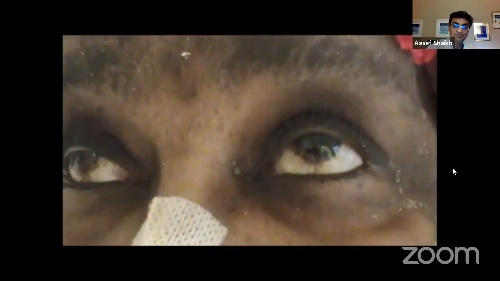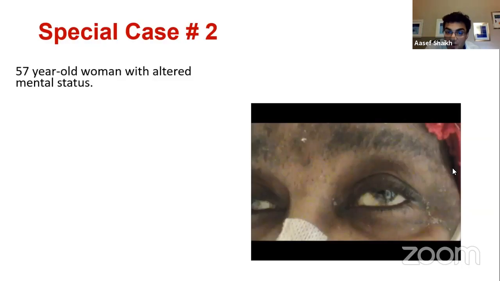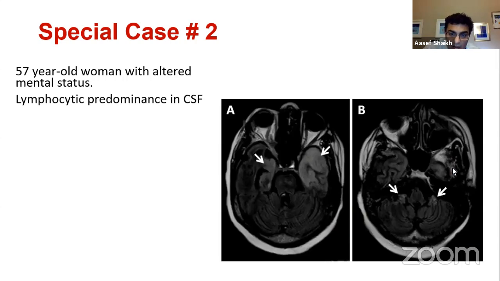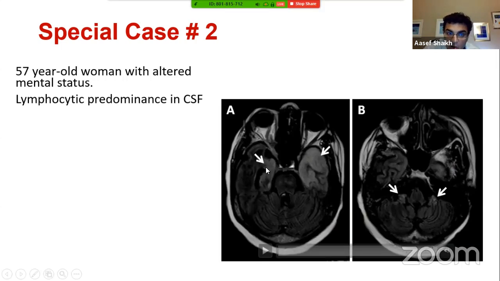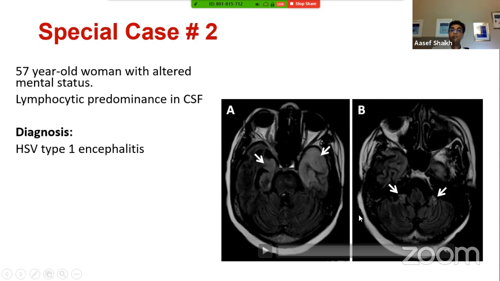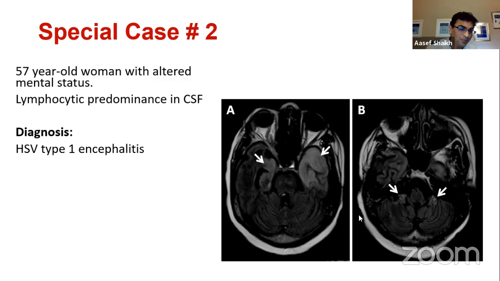What happened? We found lymphocytic predominance in her CSF, right? And then we scanned her. What we are seeing here is her FLAIR, and we are seeing hyperintensity in her temporal lobe. Of course, I'm giving away some of the diagnosis here: lymphocytic predominance in CSF, altered mental status, temporal lobe hyperintensities. But we are also seeing some hyperintensity in the flocculi here in her MRI. She actually had HSV type 1 encephalitis, which was affecting, of course, her temporal lobe, which we know very well. But in this unusual case, it was also affecting her cerebellar flocculus, causing downbeat nystagmus. We gave her the typical treatment, acyclovir, and it helped her.